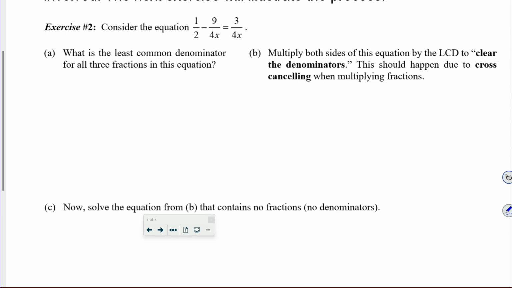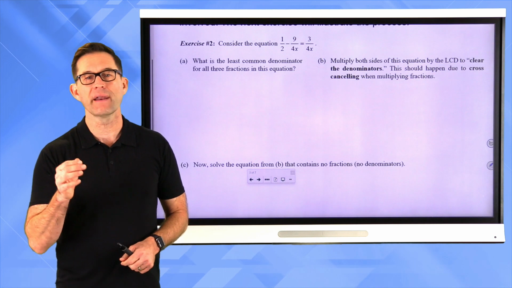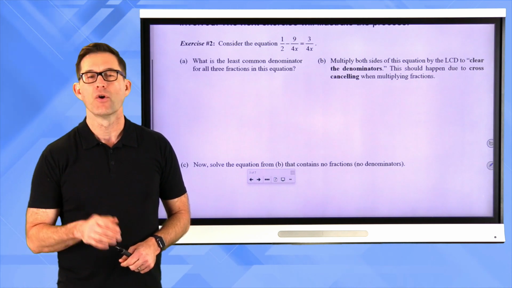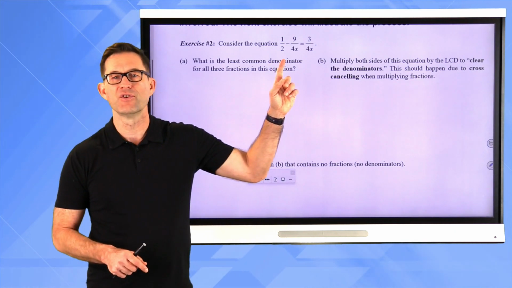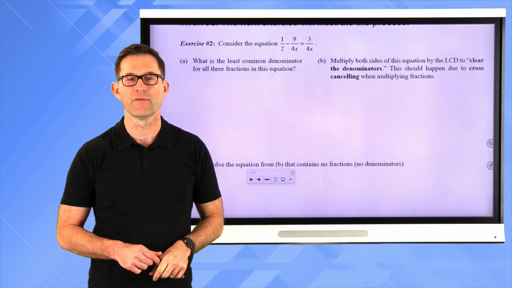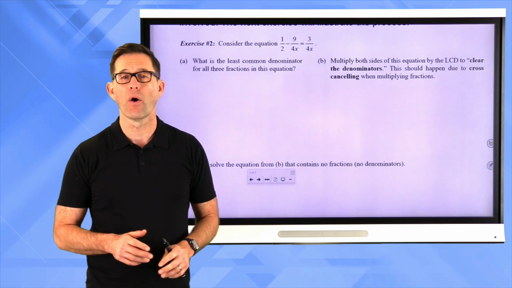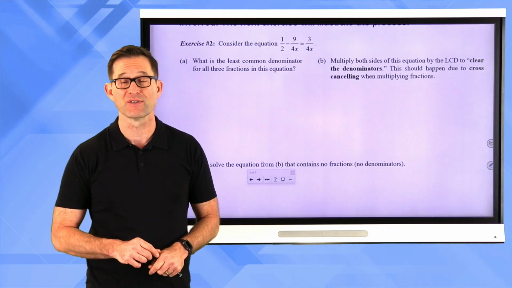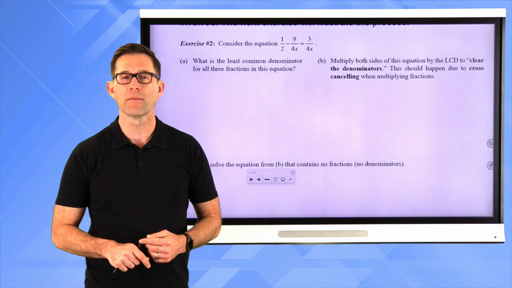Consider the equation 1/2 minus 9 divided by 4x is equal to 3 divided by 4x. Letter A. What is the least common denominator for all 3 fractions in this equation? In other words, in our last lesson, we looked at how to add and subtract fractions, okay? Rational fractions that have variables in the numerator and denominator. I want you to look at the 2, the 4x and the 4x, and ask yourself, what is the least common denominator that you could get if you were to combine all 3 fractions? Now, we're not going to combine all 3 fractions, but if you were going to, what would that denominator be? Pause the video now and think about that for a moment.